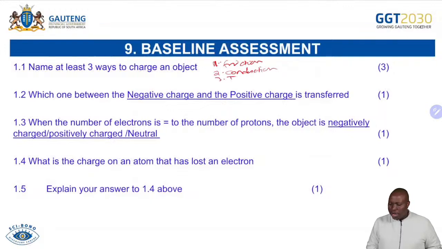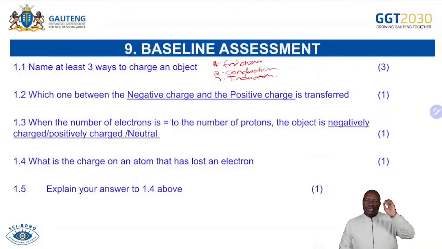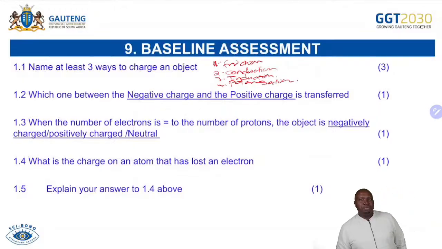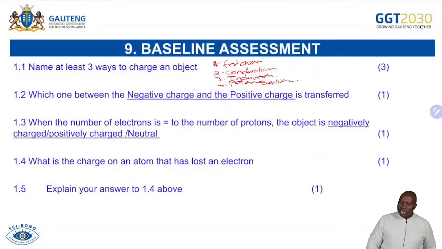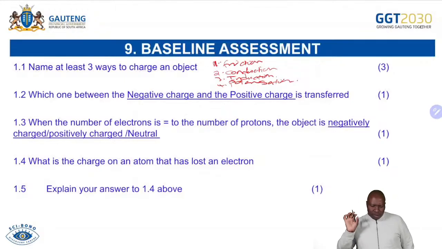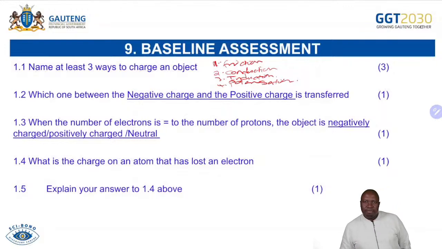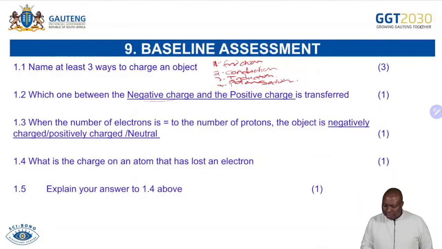So these are some of the ways that we have done in grade 10 that tell you how we charge objects. And we can even use what is called polarization. We can use polarization for charging of these objects. Objects can be charged like that. And then we're asking, which one between the negative charge and the positive charge is transferred? A question.